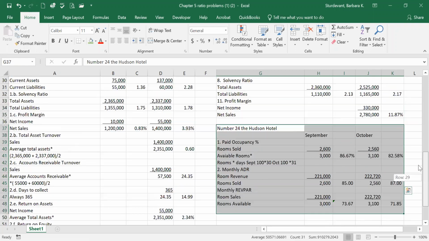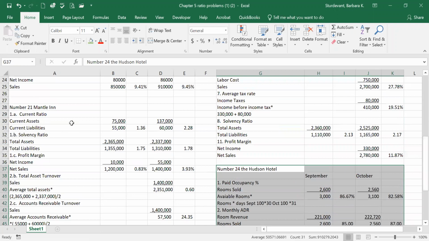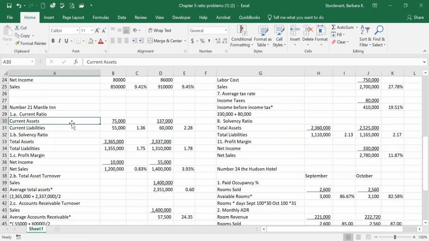Let's see, I think that's over here. All right, so this is the Mantle Inn.